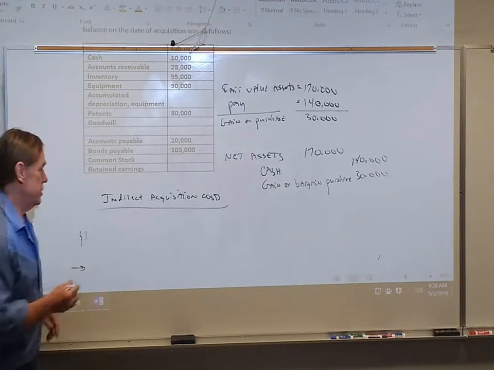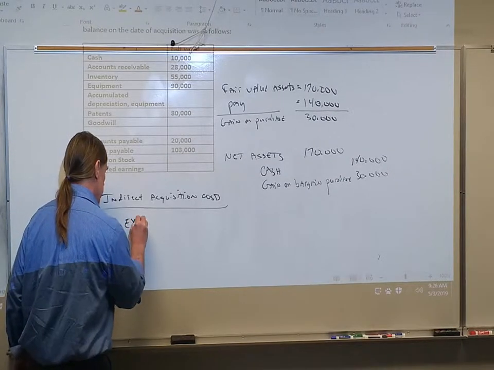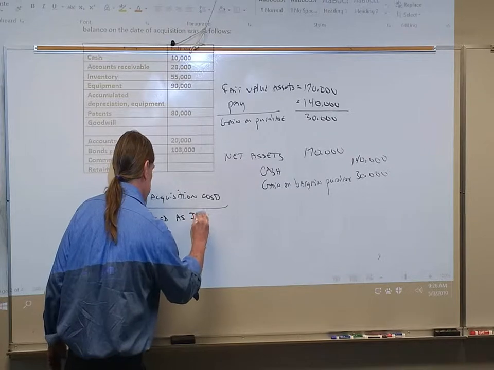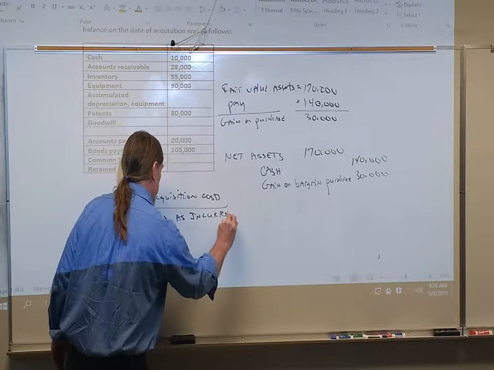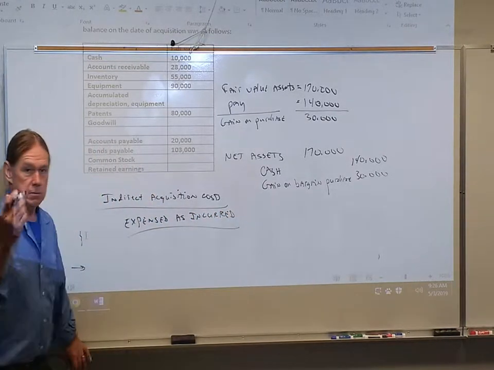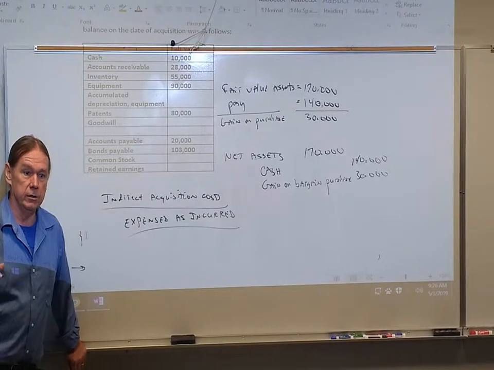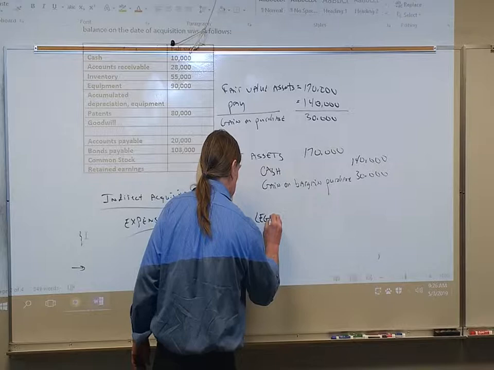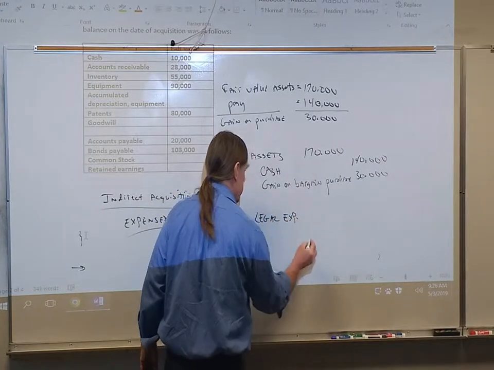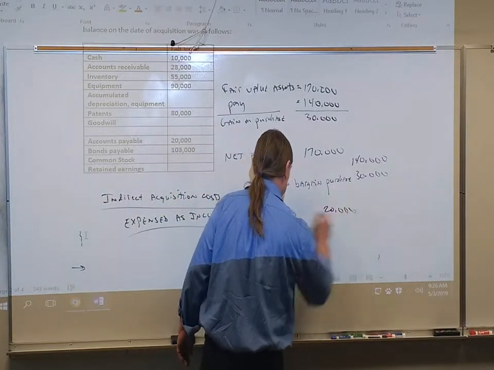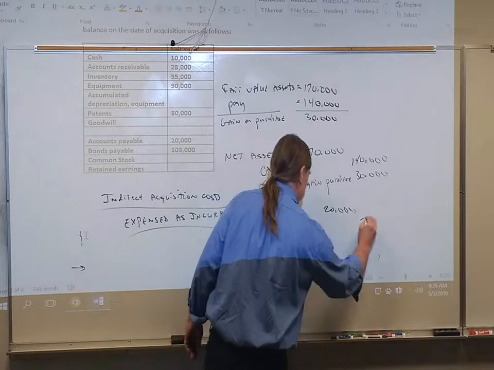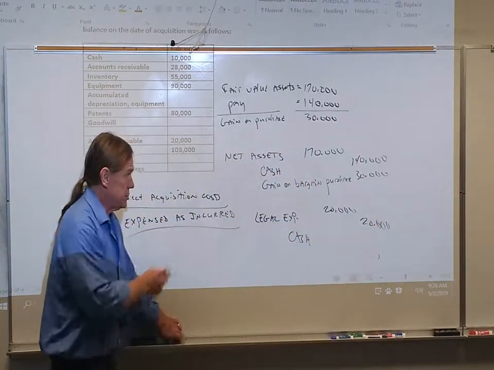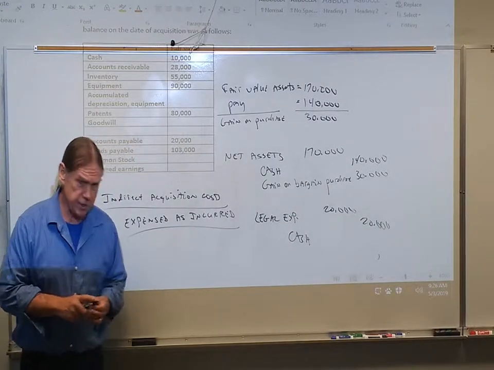Indirect acquisition costs are expensed as incurred. So if we spent $20,000 on legal fees, we would record legal expense or business combination expense and cash.